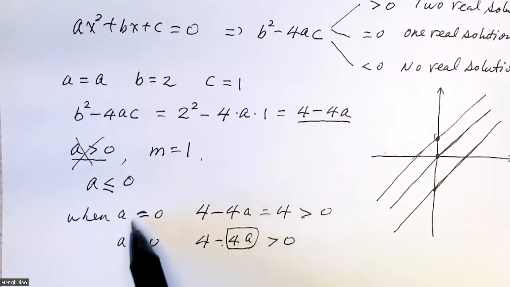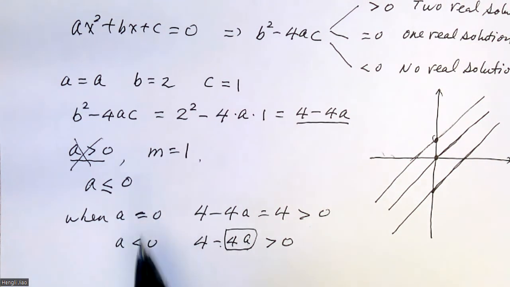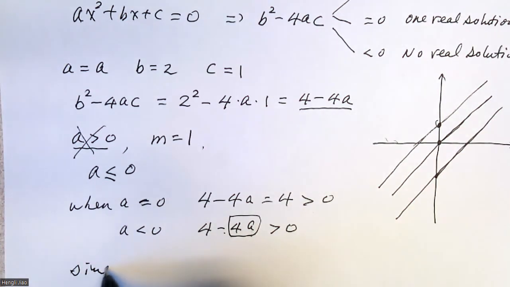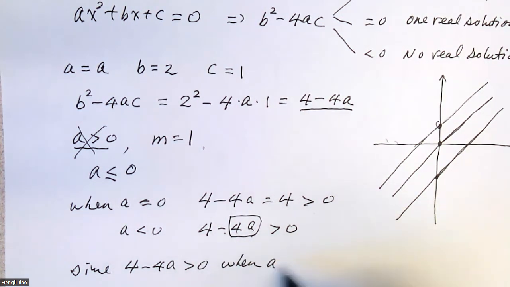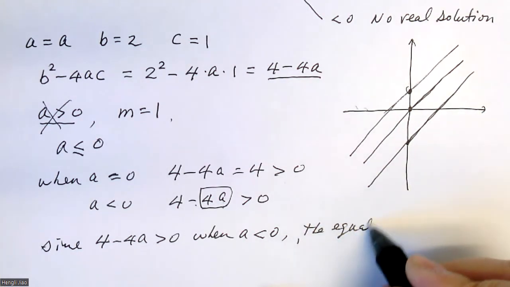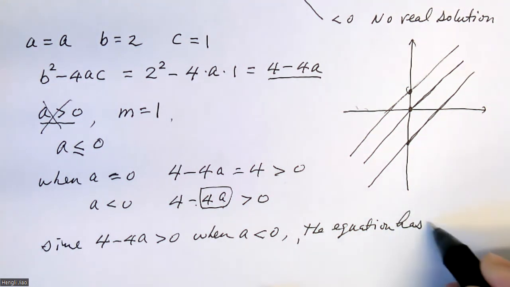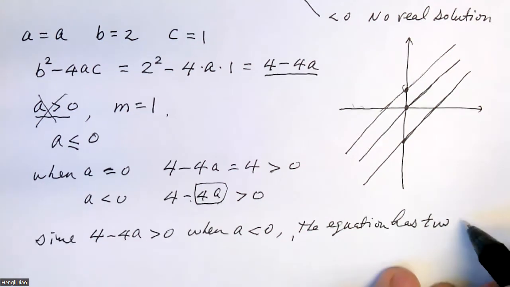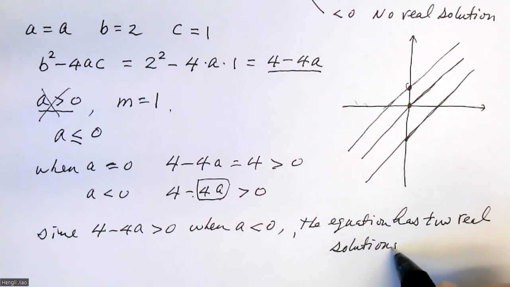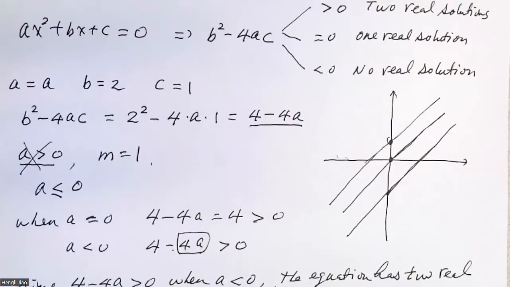So therefore, it doesn't matter whether a equals 0 or a is less than 0, the quadratic equation must have two real solutions, since 4 minus 4a is greater than 0 when a is less than or equal to 0. So we are done. Okay.